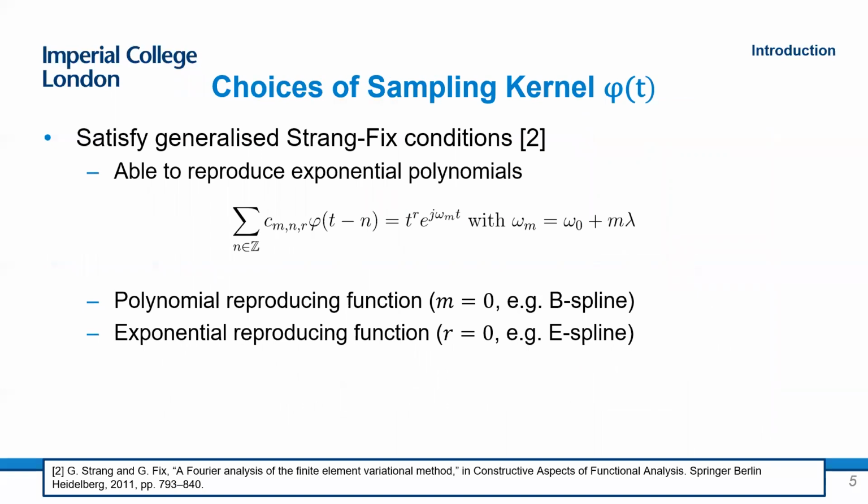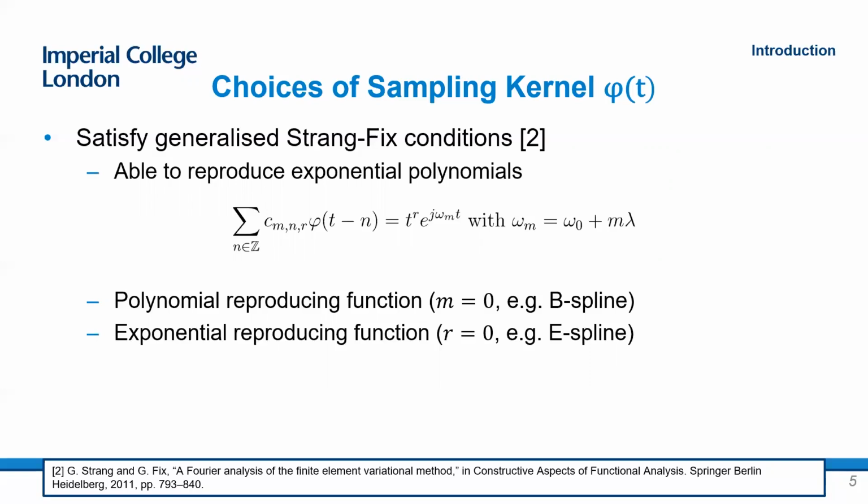So, how do we reconstruct a stream of Diracs? It requires the sampling kernel to satisfy the generalized Strang-Fix conditions, such that the weighted sum of the kernel and its shifted versions will reproduce exponential polynomials. Two very common types of sampling kernels are polynomial reproducing functions, like B-splines, and exponential reproducing functions, like E-splines.